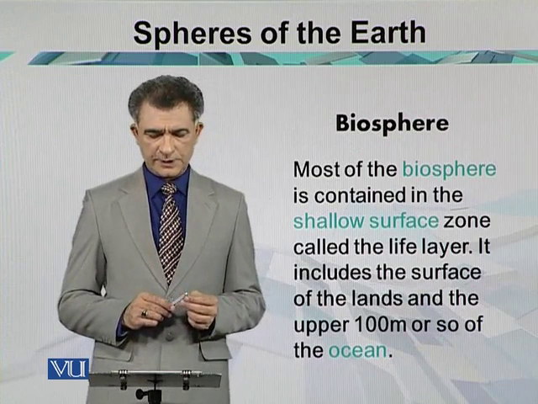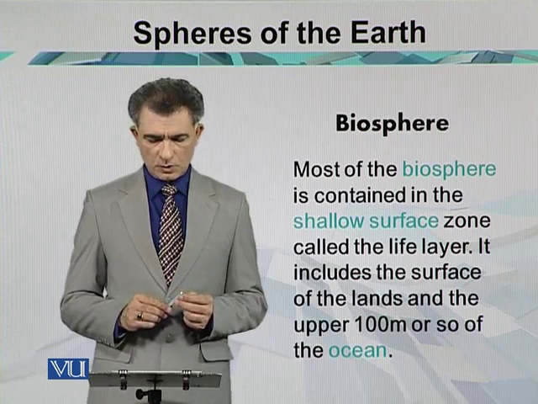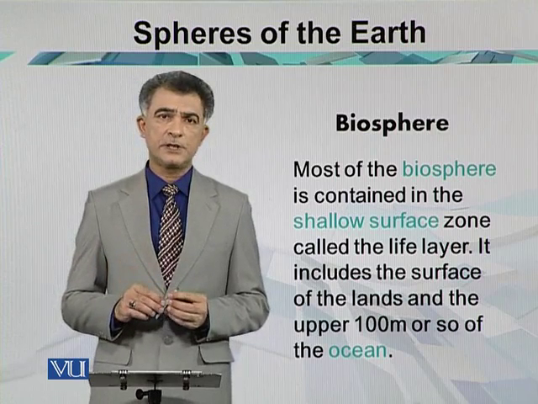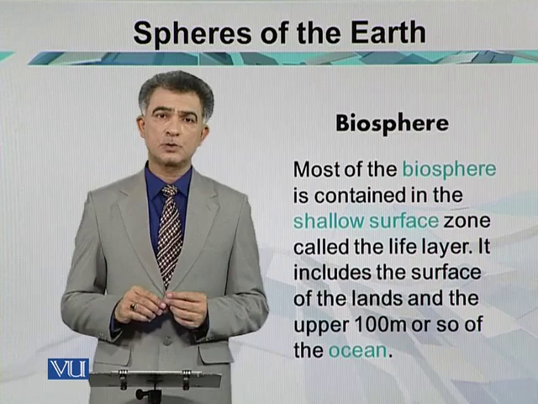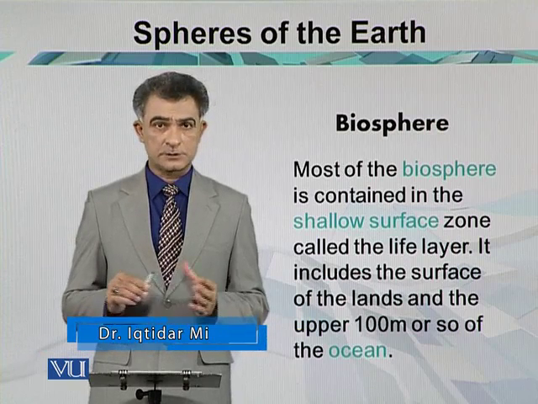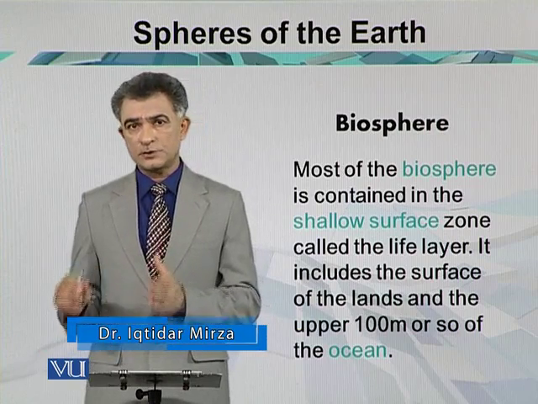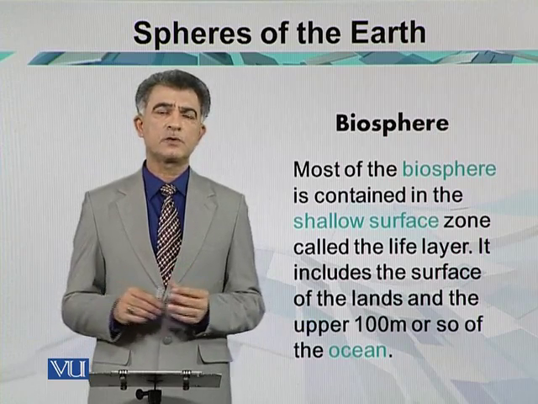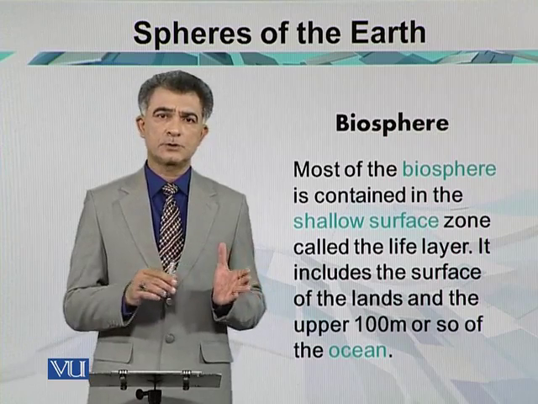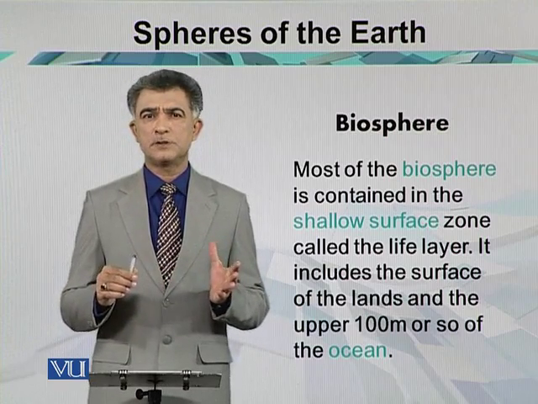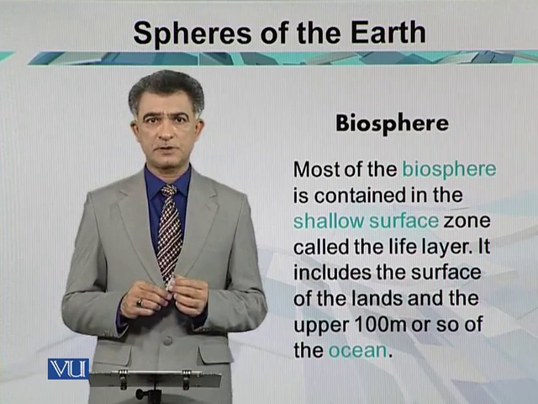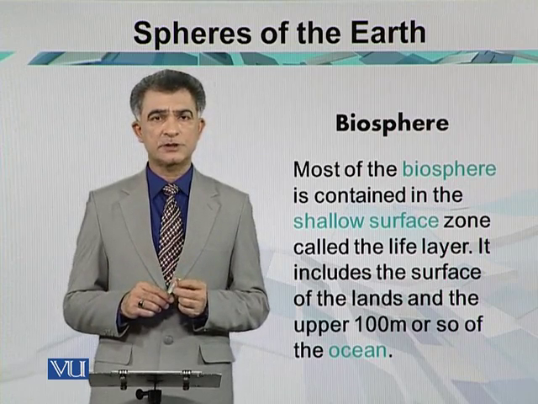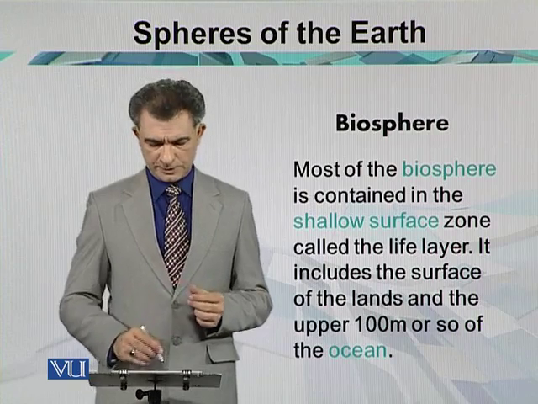Most of the biosphere is contained in the shallow surface zone called the life layer. This shallow surface zone is closer to the Earth's surface, and it is controlled not only by atmospheric characteristics but also by hydrospheric characteristics. Like the coastal environment is totally different from the continental environment. Continentality actually means extreme temperatures, but the coastal type of environment has a moderate climate.